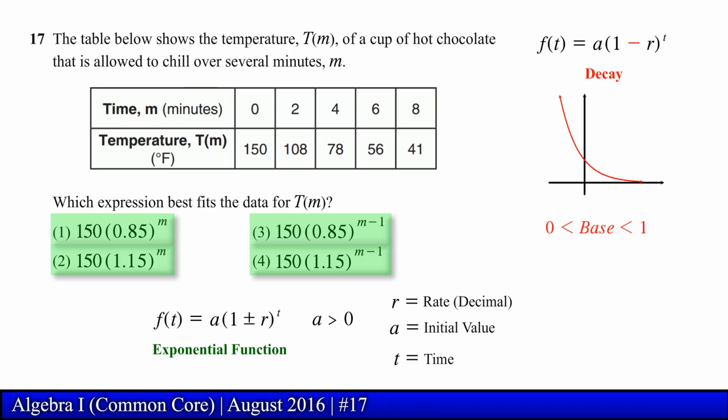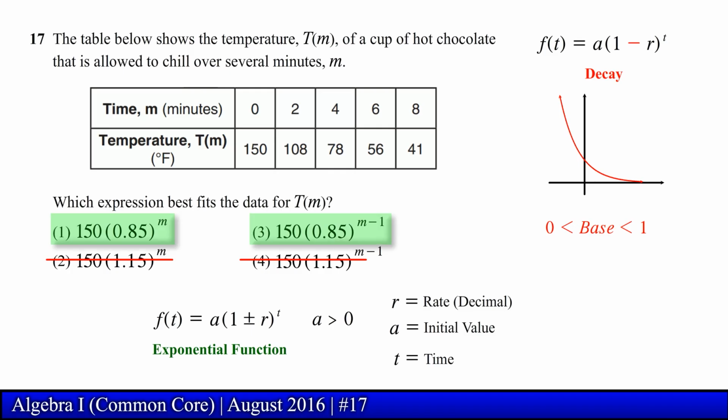We're looking for functions that contain a number between 0 and 1 for the base of the exponent. The first and third options have a value of 0.85 for the base of the exponent, so these options represent exponential decay functions. Options 2 and 4 have a value of 1.15 for the base of the exponent, so these expressions represent exponential growth functions. So we can eliminate these two options.